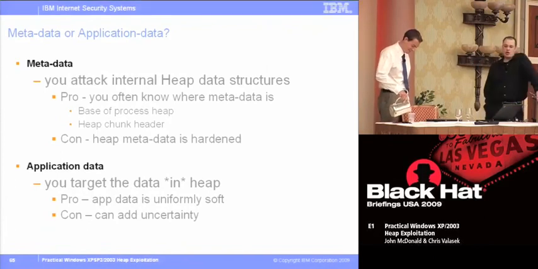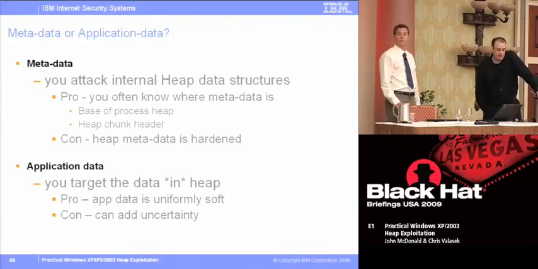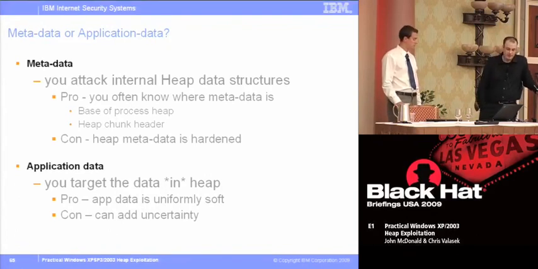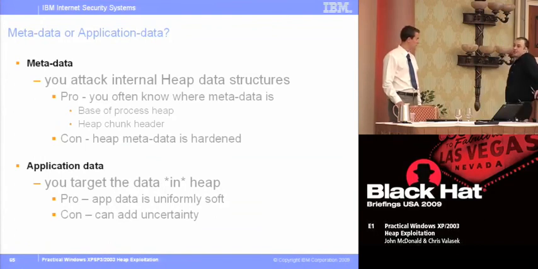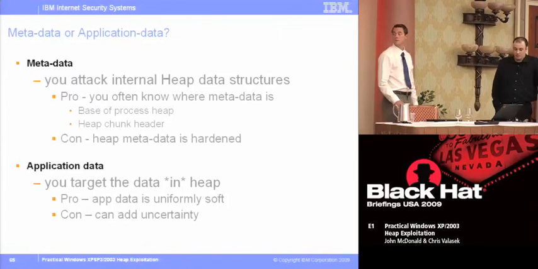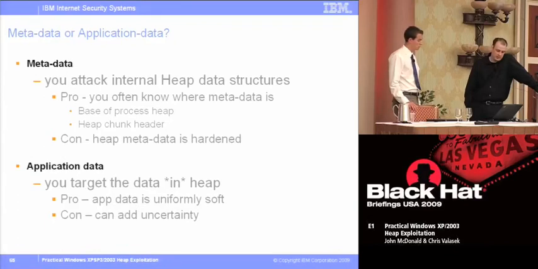There's a general strategic question when you're attacking heap overflows, and if you've been around for a decade, you've probably flip-flopped on this a few times: is it better to attack heap metadata or application data? There are pros and cons to both. The main pro of heap metadata is that you usually know where it is. The base of the process heap doesn't move much, and if you're overflowing into a chunk header, you pretty much know where it is, because it's X number of bytes past the end of your buffer. The downside is that it's been hardened for some reason.